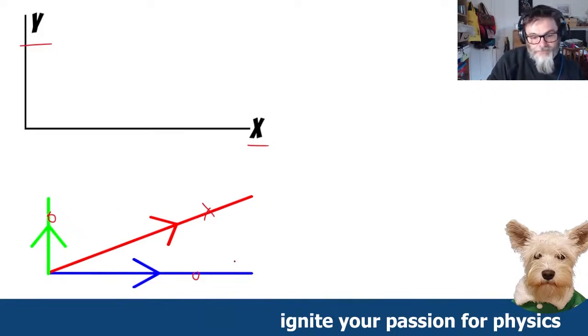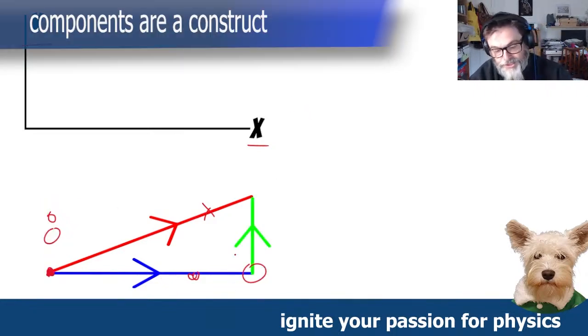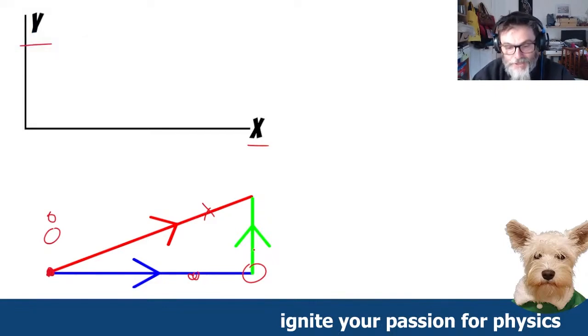Now, what you have to remember, of course, is that in reality, the green and the blue don't exist. There is only the red, but they act as if there's a blue one across and a green one up. And the great thing about doing it into its components at 90 degrees is that two forces at 90 degrees have no effect on each other.